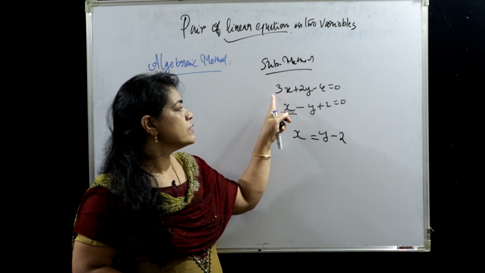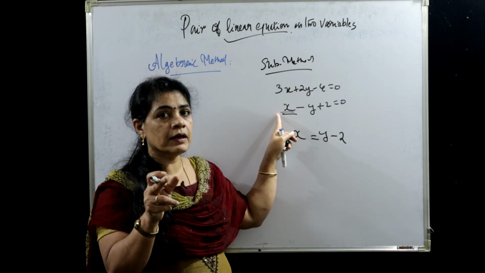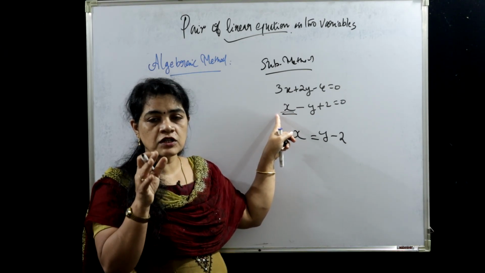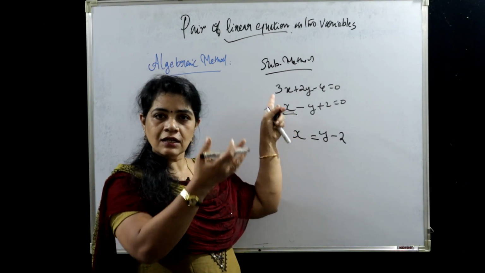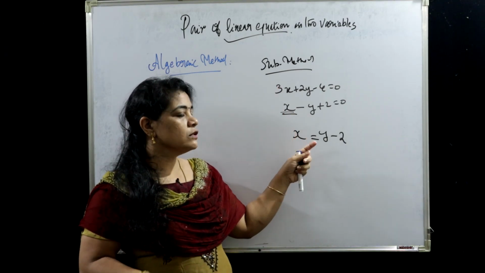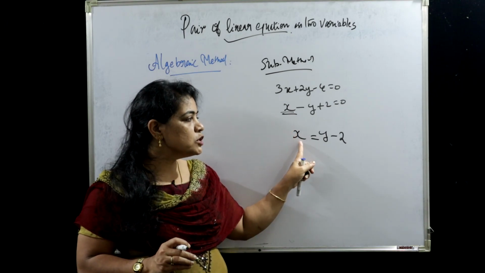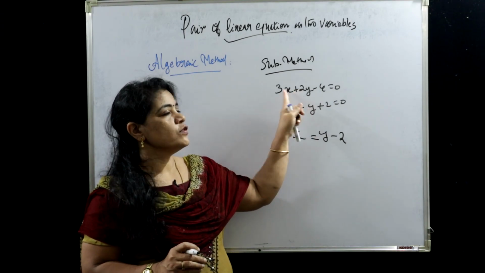Provided you first see what type of equations they are by comparing the ratios of the coefficients, a1/a2 not equal to b1/b2, which gives a unique solution, as we already explained. So this is the substitution method. Substitute this value in the first equation.